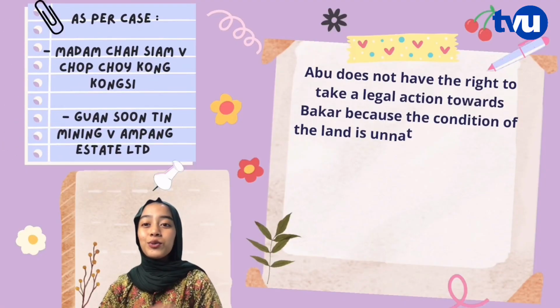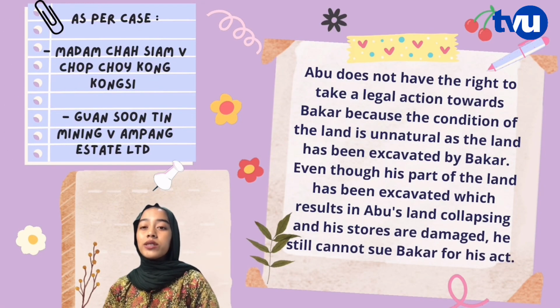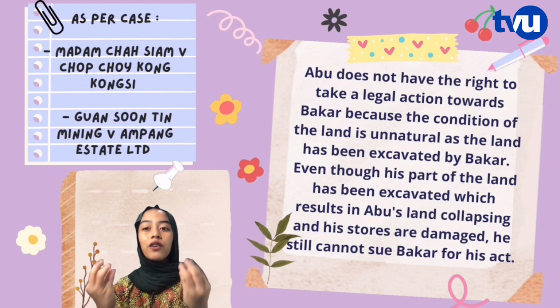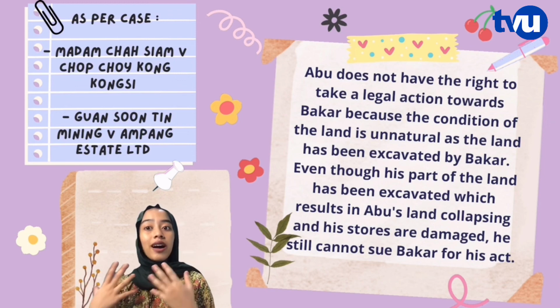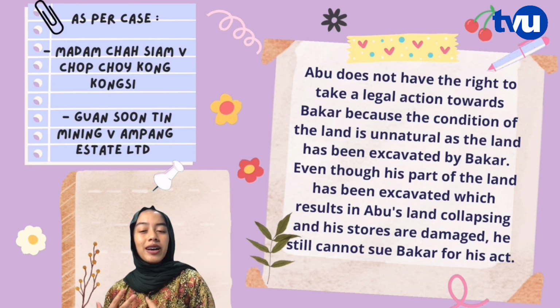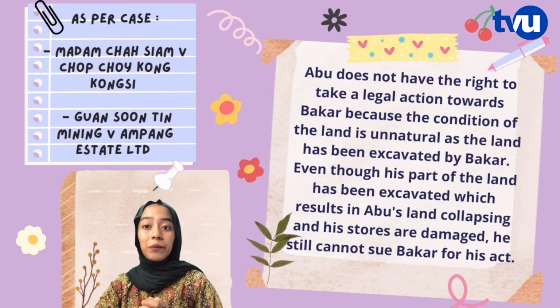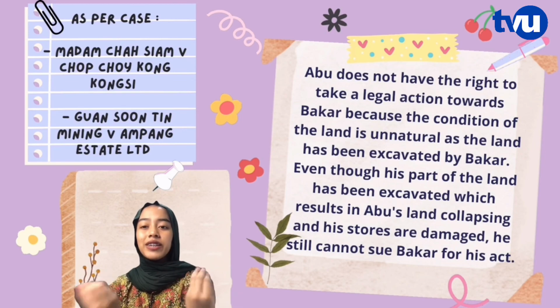As in those two cases that I have stated earlier, which are the Madam Chasiam and Guan Sunting cases, we are going to apply that Abu does not have any right to take legal action towards Bakar because of the condition of the land that Abu has, which is unnatural. The land was unnatural because it has been excavated by Bakar. Even though his part of the land has been excavated, which results in Abu's land collapsing and his store being damaged, he still cannot sue Bakar for his act.